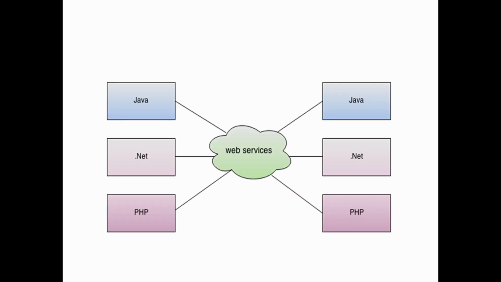Okay, for example, we have different kinds of languages: Java, .NET and PHP. This web service is going to work on both sides. So first, the service has to be created on the server part and hosted, and some client has to access that. Then only it is called a web service on the internet.